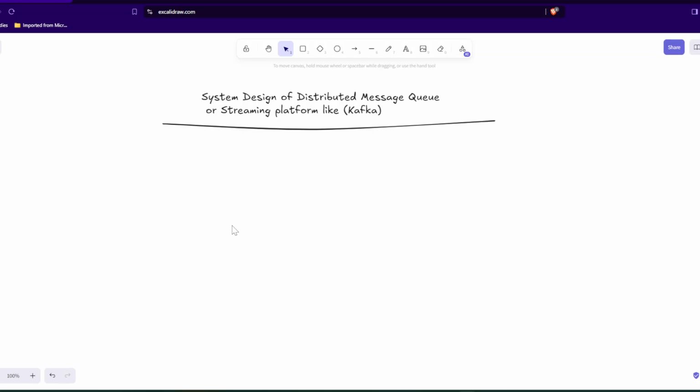Now, the very first thing, as you see in the heading, is that I am using message queue or streaming platform, but I'll be very careful to say that message queue and streaming platform, these two things are not exactly the same. So how do they differ? Before going into the nitty-gritty of the system design of a distributed queuing service like Kafka, let's delve into the details of a message queue.